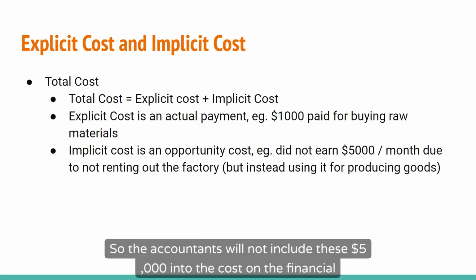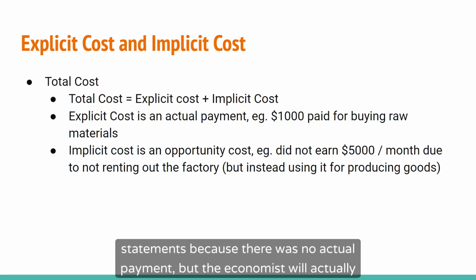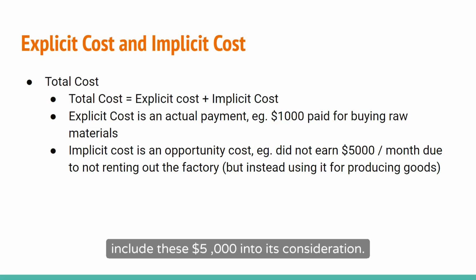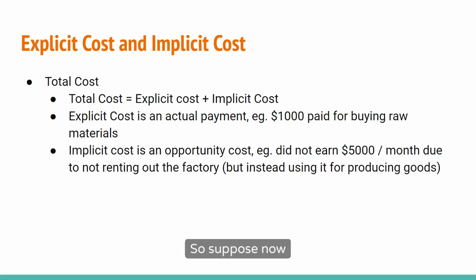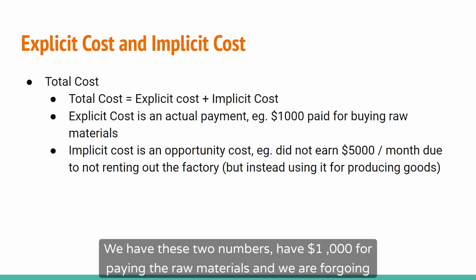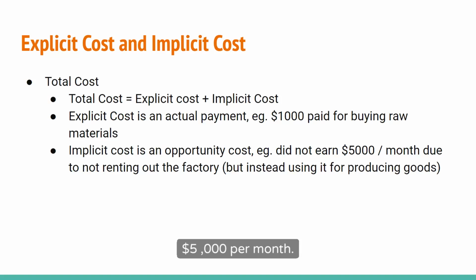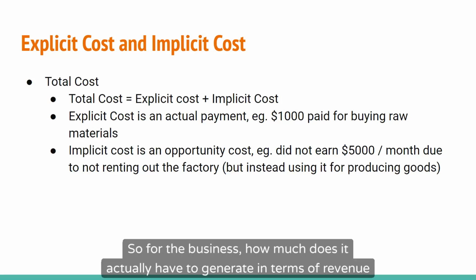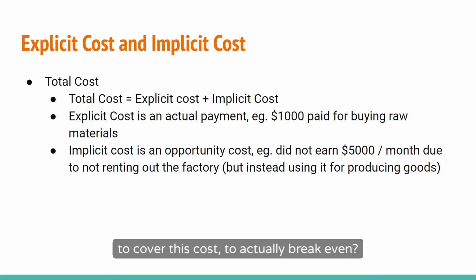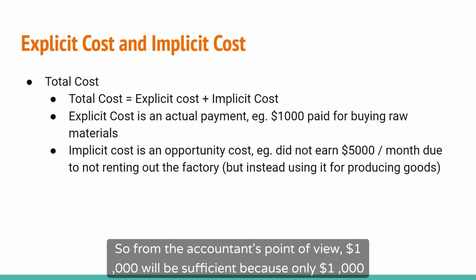So the accountants will not include this $5,000 into the cost on the financial statements because there was no actual payment, but the economist will actually include this $5,000 into its consideration. So suppose now we have these two numbers. We have $1,000 for paying the raw materials, and we are foregoing $5,000 per month, right? So for the business, how much does it actually have to generate in terms of revenue to cover this cost to actually break even, right? So from the accountant's point of view, $1,000 will be sufficient because only $1,000 was paid.